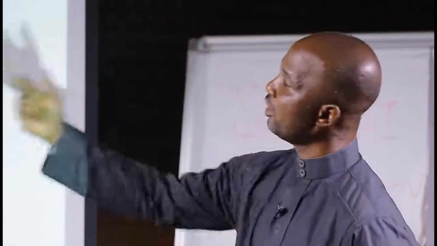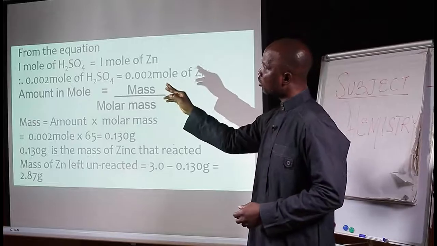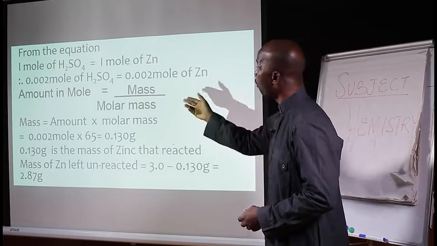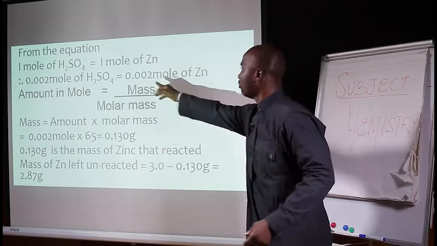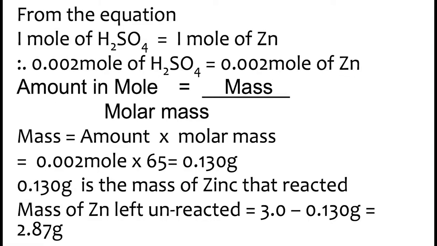So we relate that 1 mole of tetraoxosulfate 6 acid will react with 1 mole of zinc. So 0.002 moles of tetraoxosulfate 6 acid will react with 0.002 moles of zinc. So we are using zinc because we are asked to calculate the mass of zinc. And obviously, you remember your amount in mole is mass over molar mass.